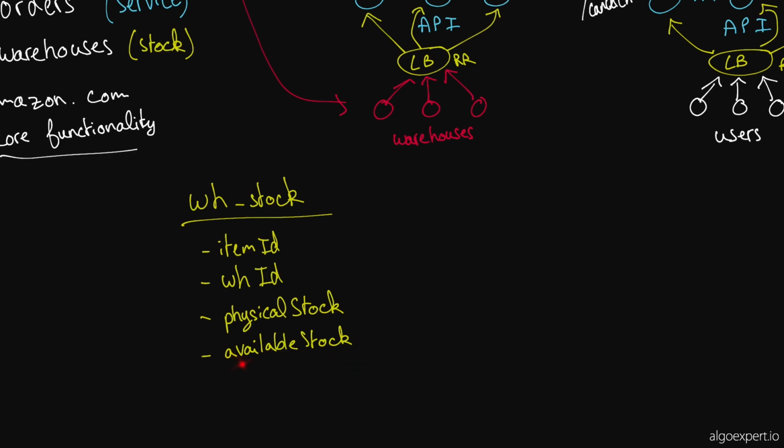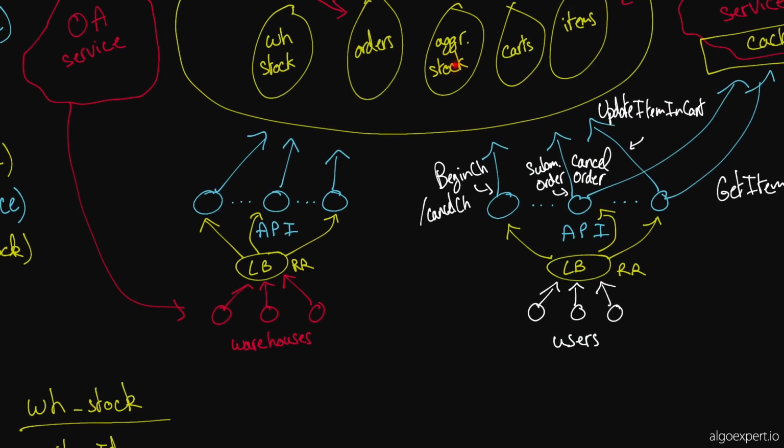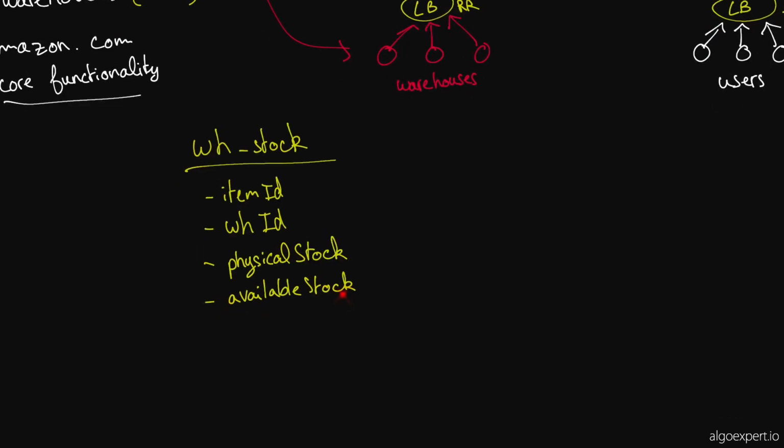Available stock will be more similar to this whole aggregated stock thing here, where it'll be what stock in that warehouse is available. And the second that an order gets assigned to the warehouse, that will consume available stock, but not physical stock. So physical stock will only go up when new item stock appears. Imagine a warehouse suddenly gets a new shipment of item stock, the physical stock goes up.